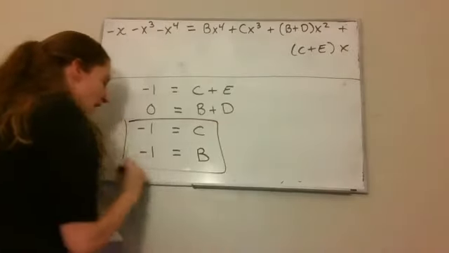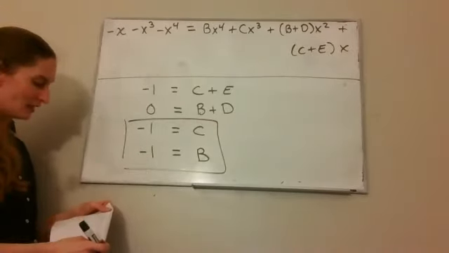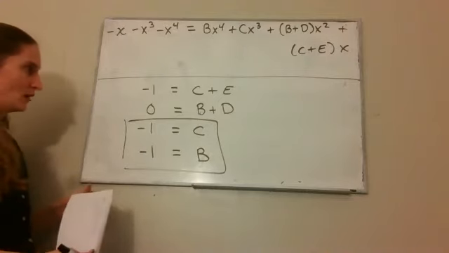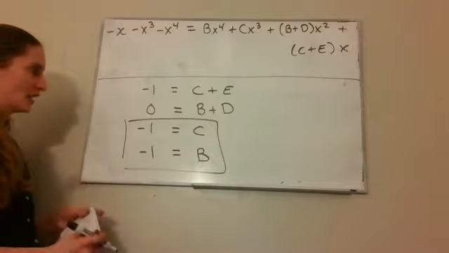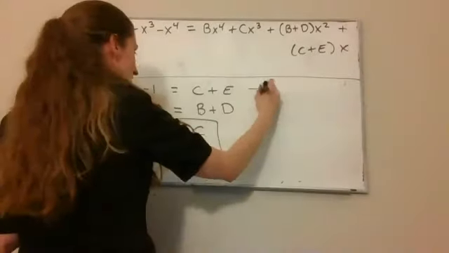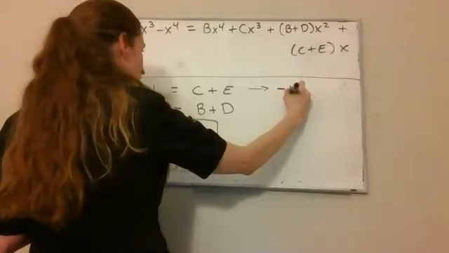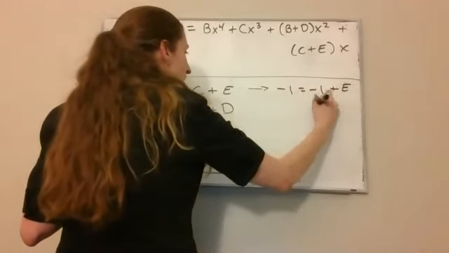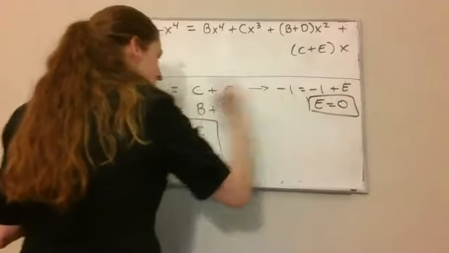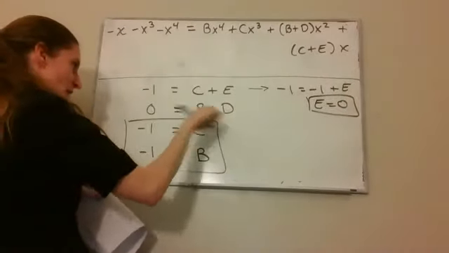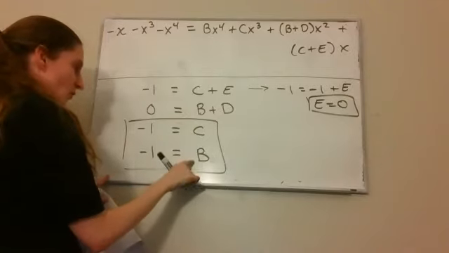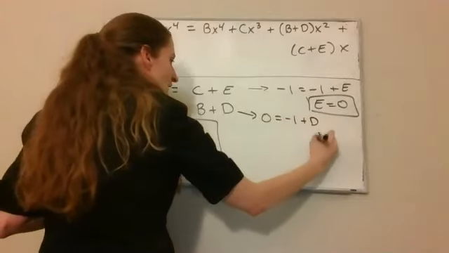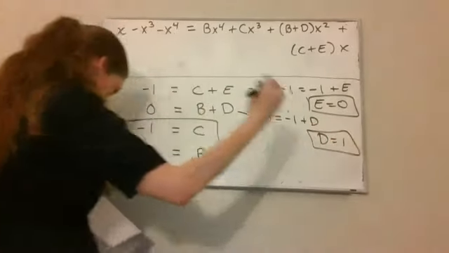Notice we already got c and b just from doing that. B is -1 and c is -1. Well, then if I plug that information into the other equations, this tells me -1 equals my c, which is -1 plus e. So e is 0. And then this guy, b plus d equals 0. Well, b is -1. So 0 equals -1 plus d, tells me d is 1.